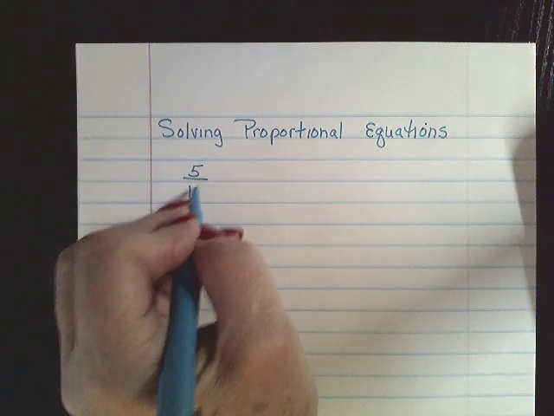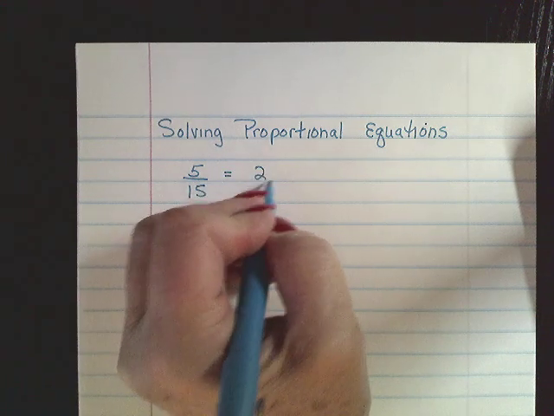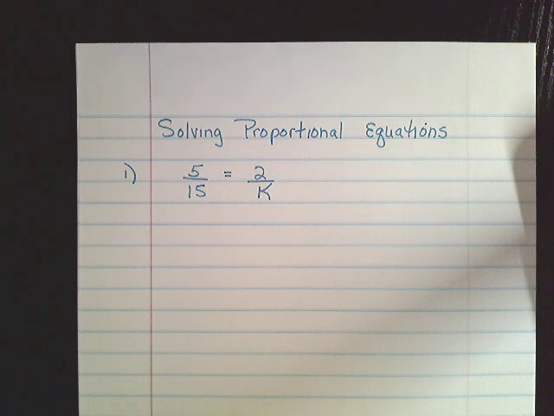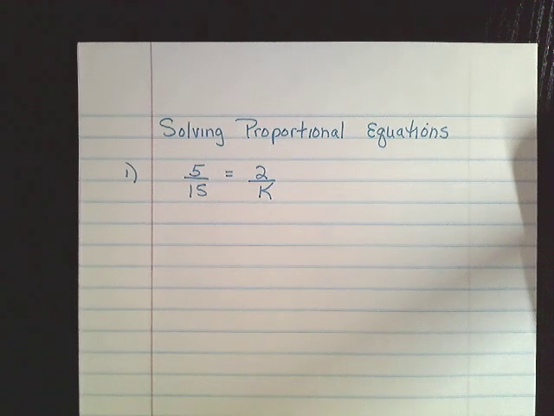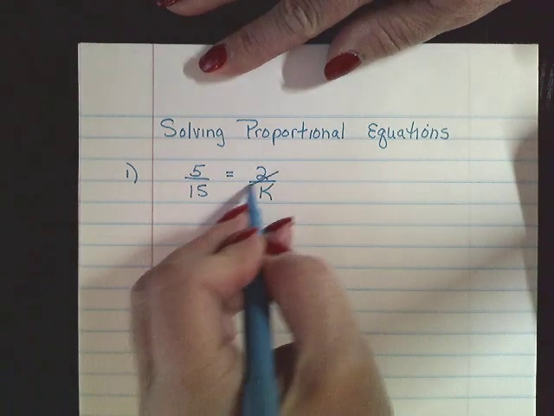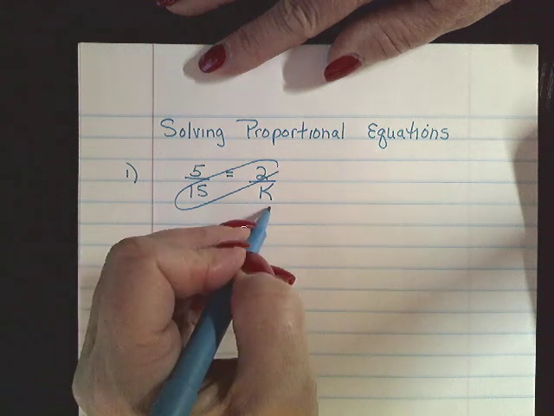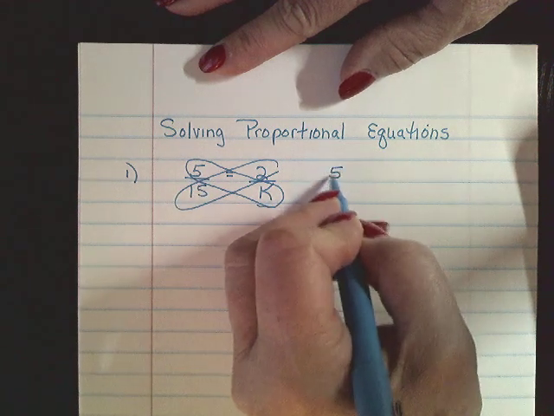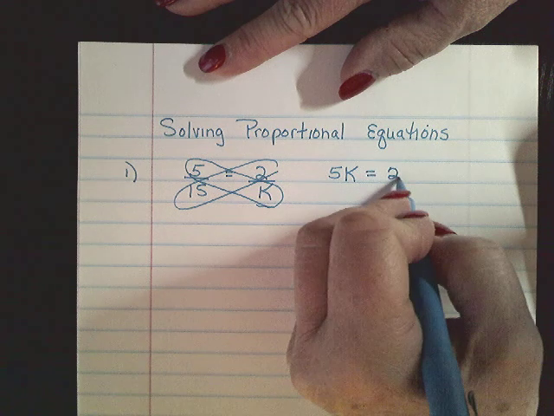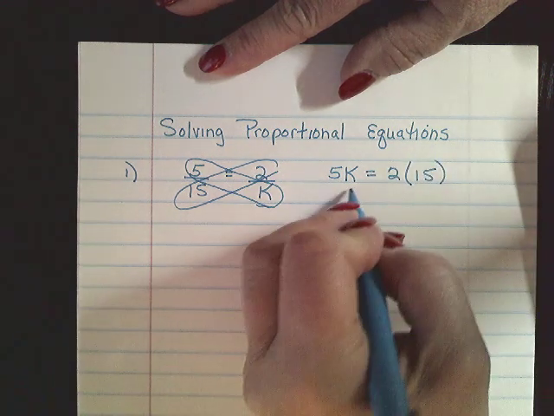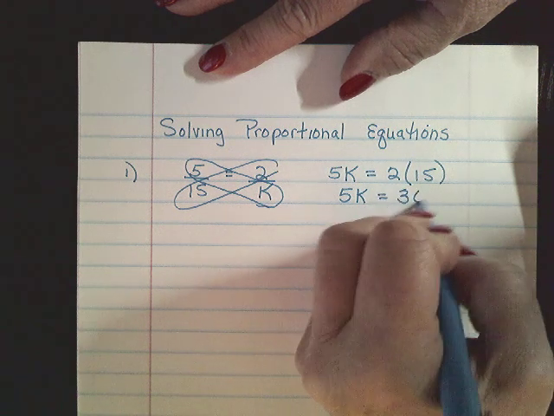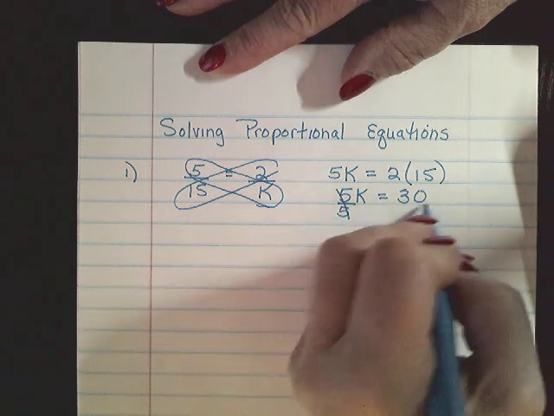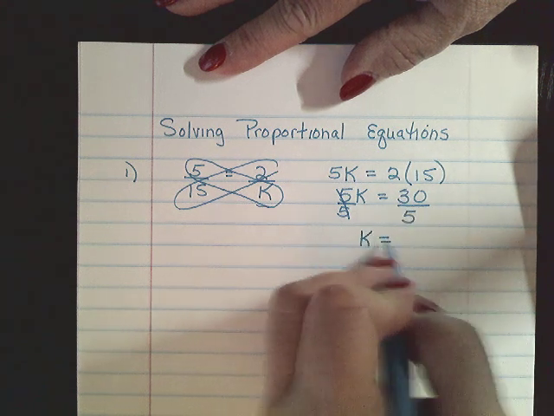We have 5 over 15 is equal to 2 over k. Now we need to try to figure out how to solve for k. And if you remember, we have done these before when we were solving for a missing part of a proportion by cross multiplying and then dividing. So we are going to cross multiply our 15 and 2 and cross multiply our 5 and k. So 5 times k is 5k, and we have 2 times 15. 5k equals 30. Divide by 5, divide by 5, k is equal to 6.